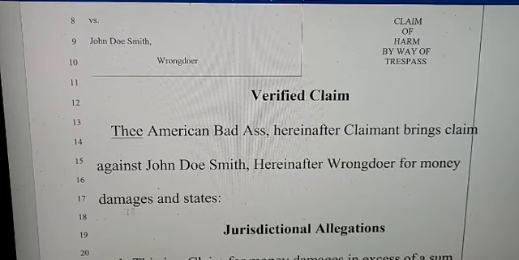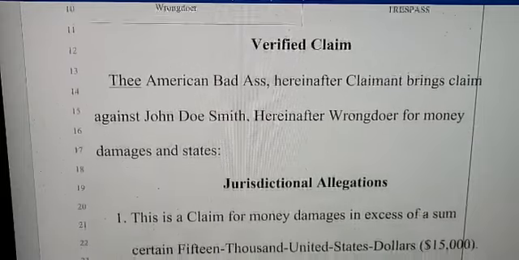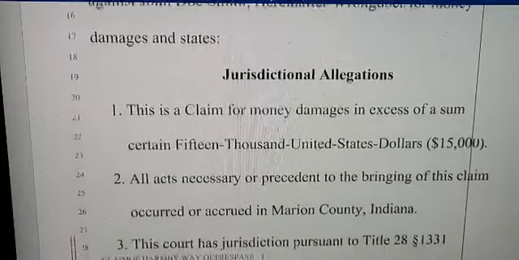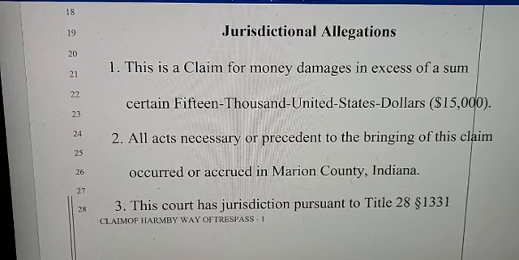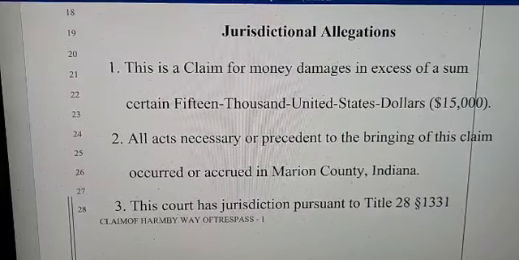And what's the purpose of the claim? It's for money damages. That's why we're bringing the claim. It's for money damages, and the claimant states. Then we're going to get into the jurisdictional issues. So, jurisdictional allegation: this is a claim for money damages in excess of a sum certain, 15,000 United States dollars.